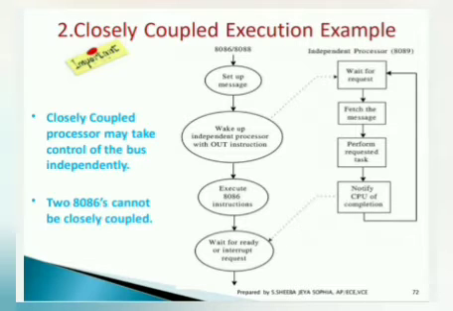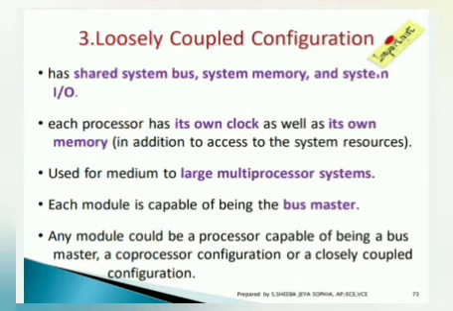to the processor. In the loosely coupled configuration, it has a shared system bus, memory and input output devices. Each processor has its own clock. The clock is not shared, as we have seen in the closely coupled or coprocessor configuration. Clock is shared there, but here a clock is given independently to every processor as well as its own memory. It is used for medium to large multiprocessor applications. Each module is capable of being the master. So every individual processor can act as its own master. Any module could be a processor capable of being a bus master. A coprocessor configuration or closely coupled configuration cannot be used like that. So this is the loosely coupled configuration.